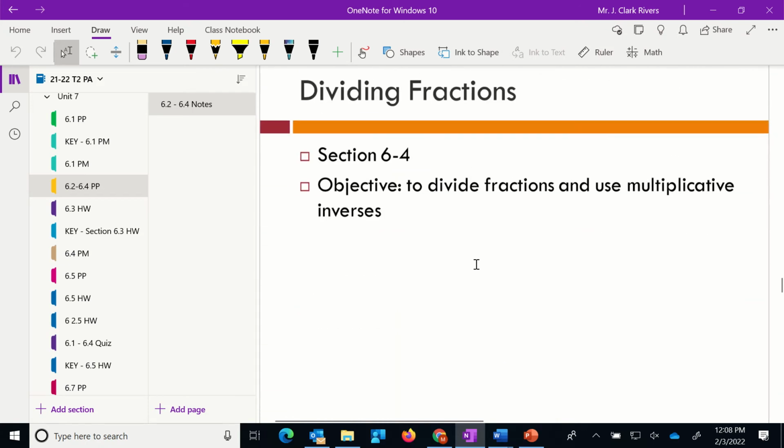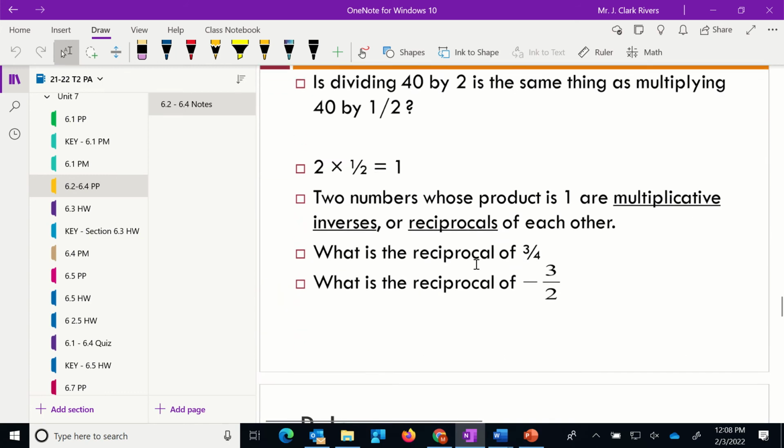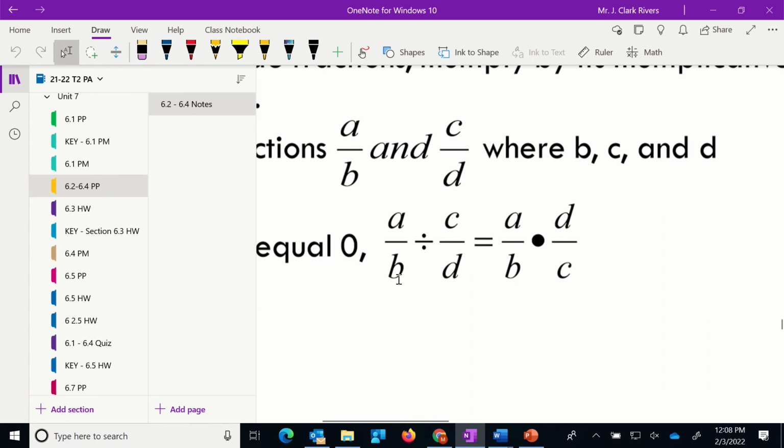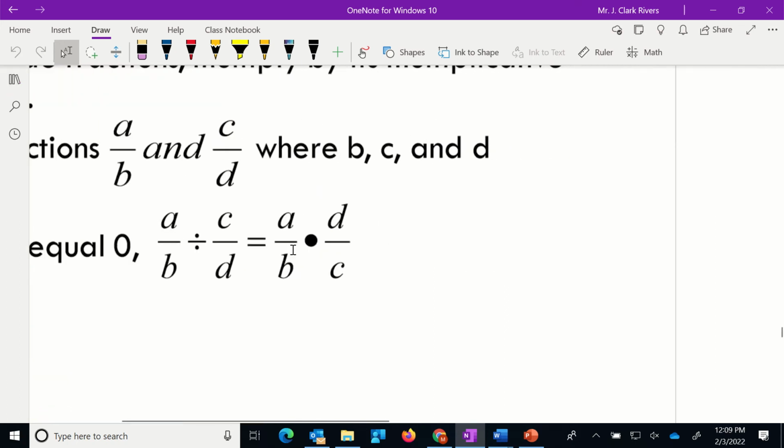Division is very similar to multiplication. We have to keep the first fraction, so like right here. If we have a over b divided by c over d, we keep the first fraction. A over b stays a over b. We change from division to multiplication, and then we have to flip this fraction. C over d becomes d over c, and then we just multiply straight across. So that is not new.